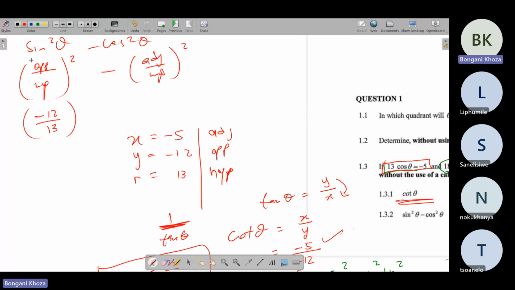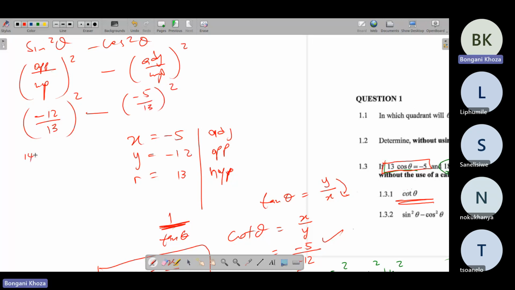I'd advise you that every time you substitute values, put them inside brackets. Because minus 12 squared and minus 12 all squared are different: one will give you negative 144, the other will give you positive 144. This is the one we want, and the other will give you the wrong answer. And then for cos, adjacent, it's minus 5 over 13 squared.